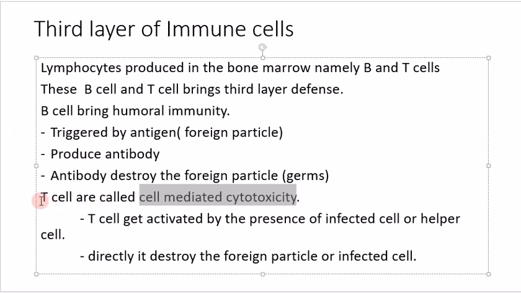So what happens is, when the T cells get activated, when they are informed that some cells got infected, T cells get activated when there is a presence of T cells or some helper cells. These T cells directly move to the infected cells or the foreign particles. They will try to destroy them along with themselves. So this is called cytotoxicity, meaning the cell itself gets destroyed in the process of destroying foreign particles. So cell mediated and humoral immunity. Please be careful about these two terms.